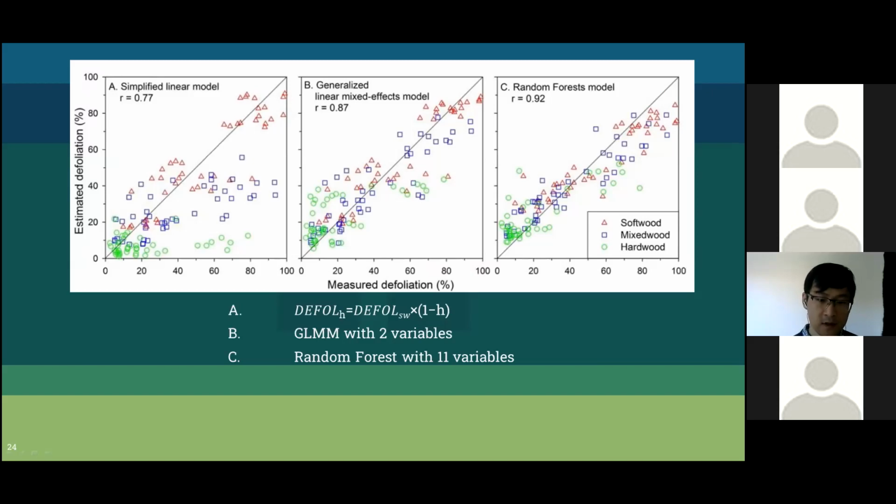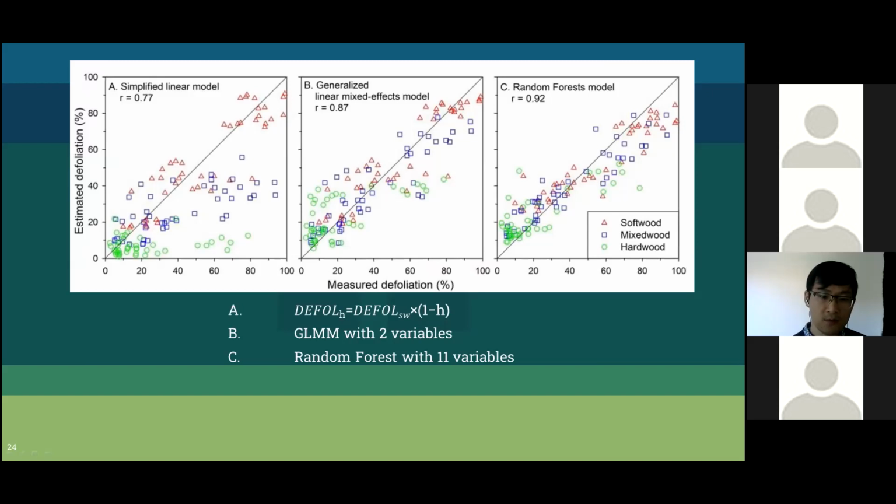And this one was developed in the 1990s, where they did a similar study but sampled during the declining phase of the outbreak. This is the model I just showed you in the last figure. We used 2 variables. Besides the hardwood percentage, we use the defoliation of softwood to indicate the outbreak severity.